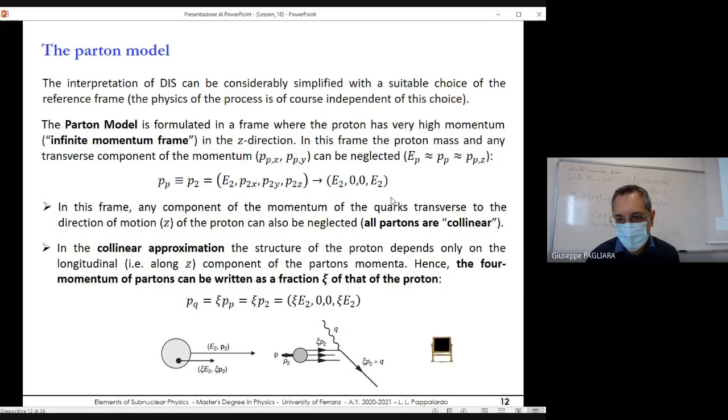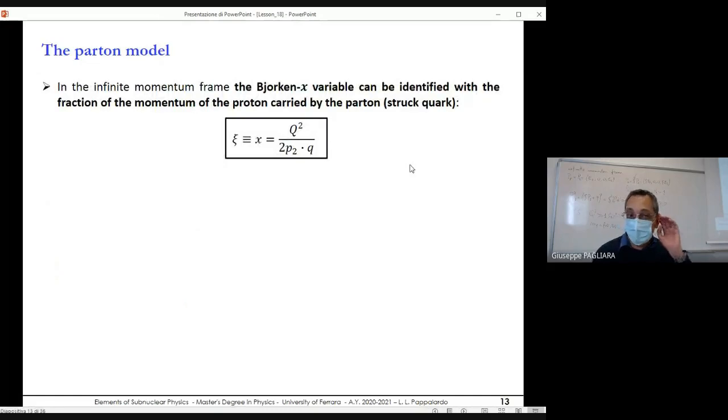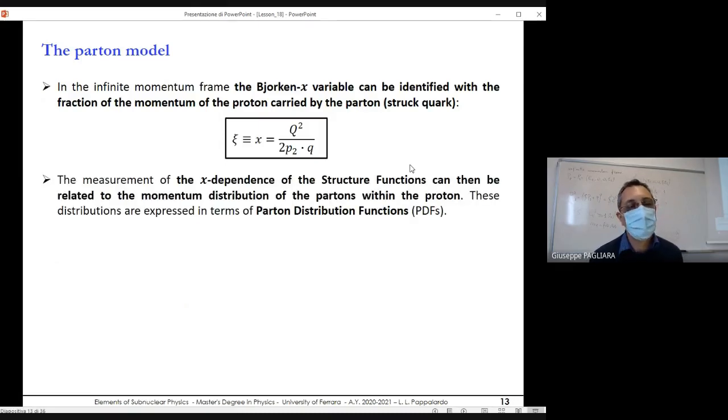So let me stress this again on the slide because it's a very important result with important consequences. In the infinite momentum frame, the Bjorken x variable can be identified with the fraction of the momentum of the proton carried by the parton or by the struck quark. And so the measurement of the x dependence of the structure functions, which, if you remember, depend on x and also on Q², but essentially on x due to the Bjorken scaling, can then be related to the momentum distribution of the partons within the proton. This is the fundamental point. And these distributions are expressed in terms of the so-called parton distribution functions, or PDFs.